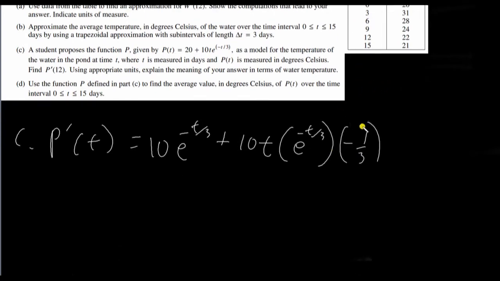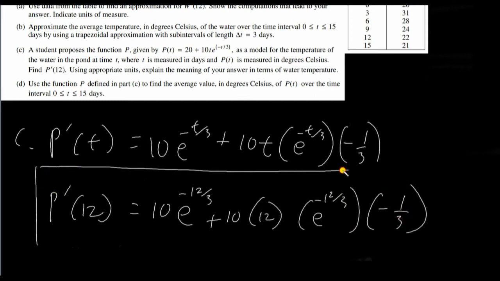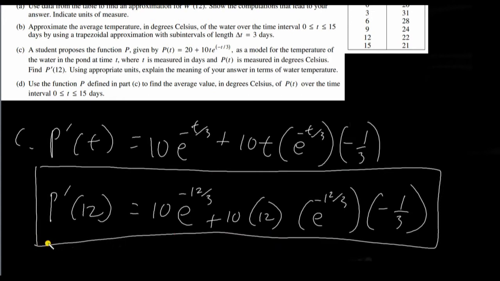So this is p prime of t. And now, since we want p prime of 12, all we have to do is plug in 12 into here. So it's 10 times e to the negative 12 over 3 plus 10 times 12 times e to the negative 12 over 3 times negative 1 over 3, like that. Right, there's no need to simplify any of this. Don't waste your time. If you did simplify it, you'd get negative 30 e to the negative 4, but again, there's no point bothering.